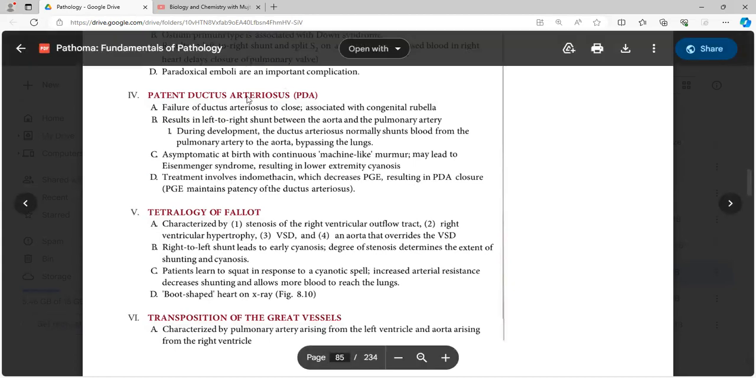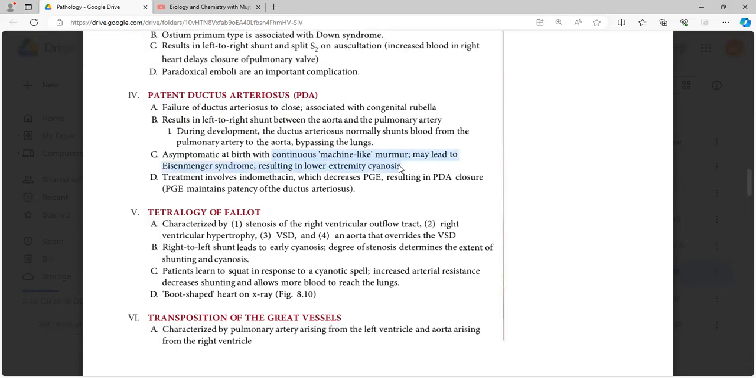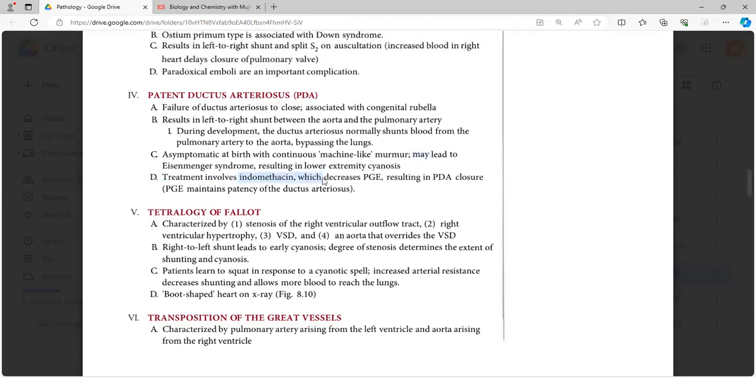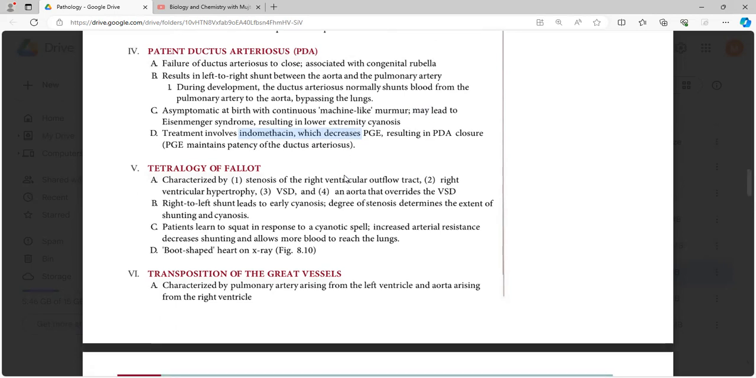This is patent ductus arteriosus. In normal babies or infants, the ductus arteriosus blood vessel closes soon after birth. However, in some children, there is a failure of the ductus arteriosus to close, and as correctly mentioned over here, it is associated with the TORCH infections, which include rubella. It produces a characteristic machine-like murmur, and it may lead to Eisenmenger syndrome. Now, the treatment is primarily NSAIDs such as indomethacin, which decrease the prostaglandin.